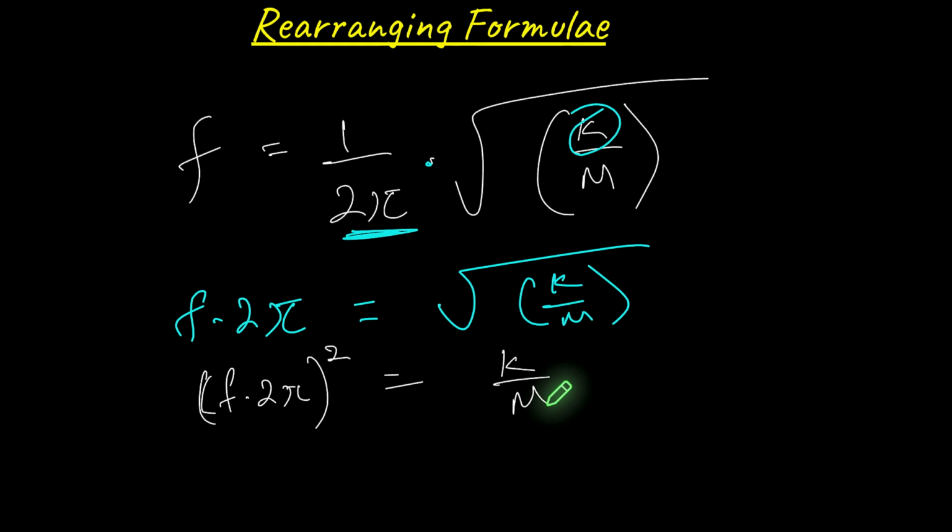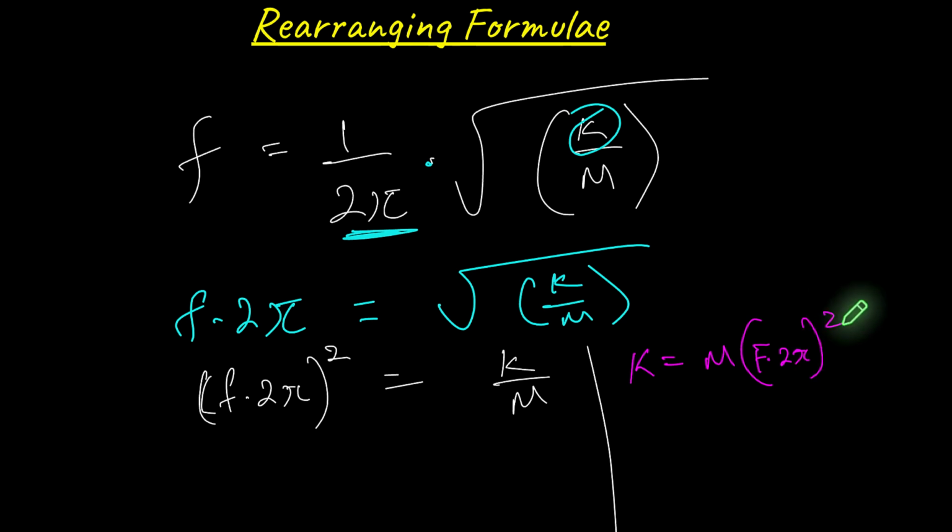So I'll just take one variation where we're making k the subject. And because we're dividing by m, that's straightforward. So k would just simply be equal to m multiplied by all of this. So f times 2 pi and square that. So that's what k would be equal to.